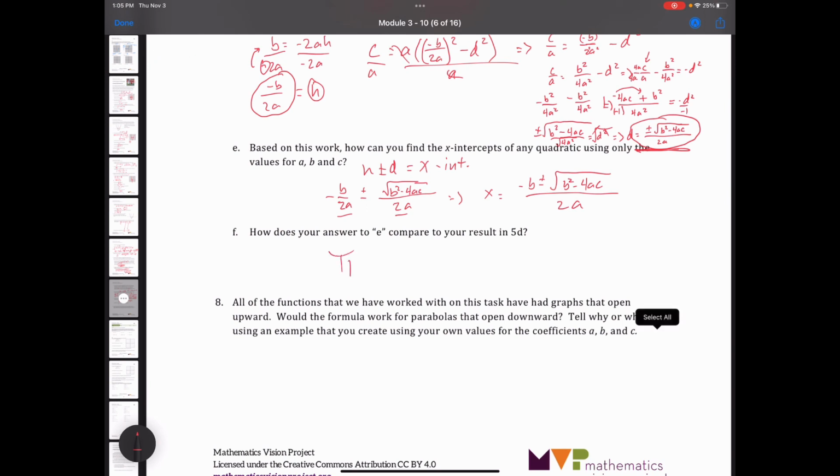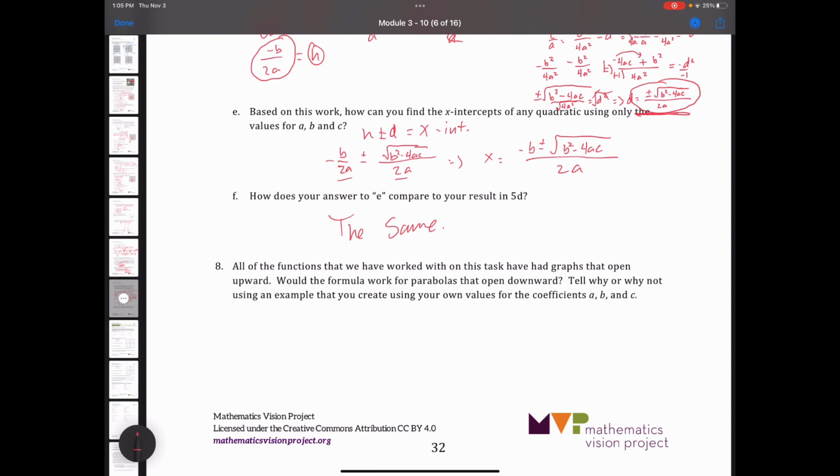So all the functions that we've worked with on this task have had graphs that open upward, but do you think the formula would work for parabolas that open downward? Tell us why or why not. So it should work with a being a negative number. It should still work just fine, because of this a outside of the radical right here, it will kind of fix itself so that if it opens downward, we'll still be able to get the x-intercepts.